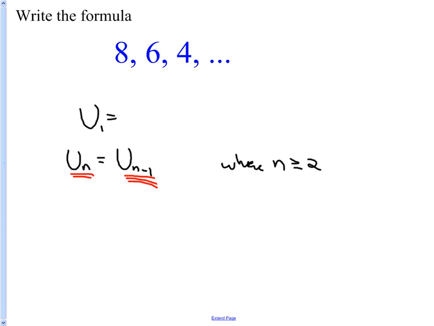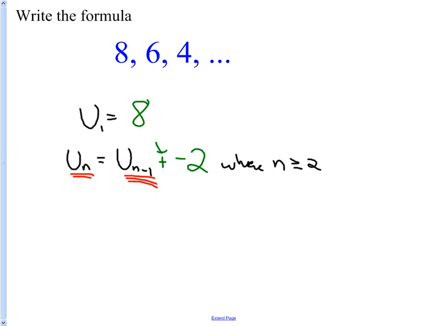Let's see if you can take that and write a formula for this one. Give it a try. I'll pause while you do. Okay, so I gave you all the boilerplate there. All you had to do is fill in the blanks, and u sub 1 is equal to what? 8. And u sub n is given by u sub n minus 1, and then what do you do here to get the next term? Plus negative 2. And it'd be okay with me if you just said minus 2 there, as long as you understand that this one is going down 2 each time. All right.